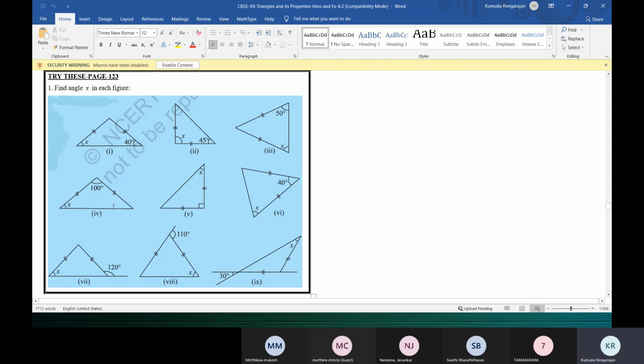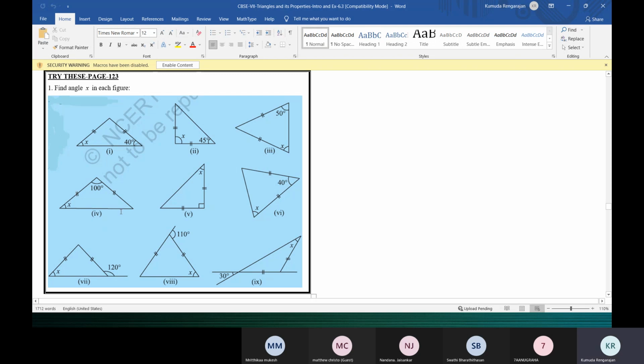Opposite to this side is this angle. So that means when these two sides are equal, these two angles are equal. So if this is x, this is also x. So the equation is x plus 100 is equal to 180, because the sum of the three angles is equal to 180.